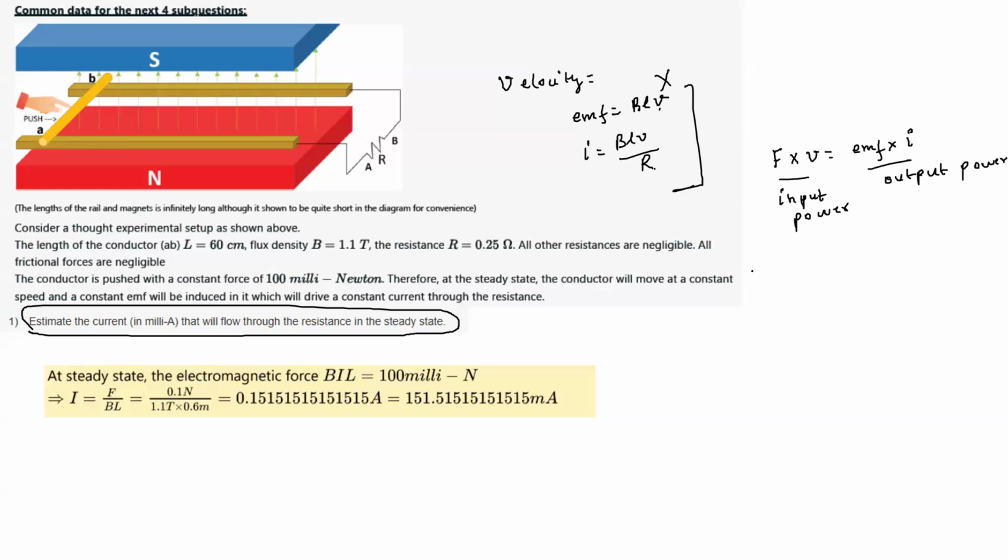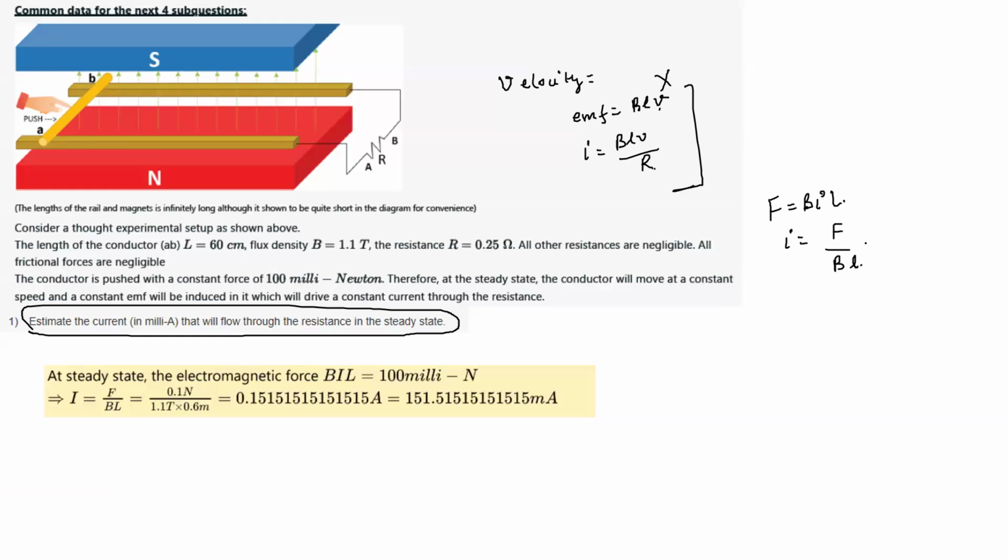It basically means that, I just wrote it like that, but you understand that this force will also be, so basically force is equal to BIL. So here I will be equal to force by BL. What I mean to say is that this force is being totally utilized to generate this EMF, due to which this current will flow in the resistance.